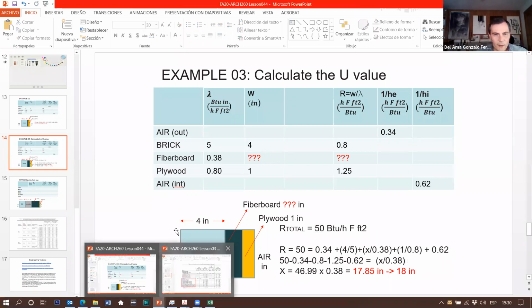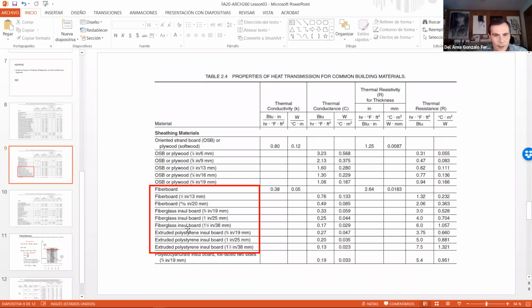If you use fiberglass, look at this. 1 inch of fiberglass, it's the thermal resistance. Okay, here we have different inches. This is 3/4, this is 1 inch. Okay, so for 1 inch, the thermal resistance is 4.